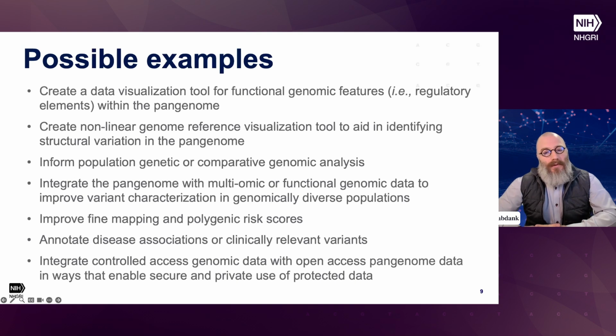Here is a handful of examples of tools that would be considered in scope for this funding opportunity. Those include visualization tools for functional genomic features and structural variation within the context of a pangenome, comparative genomic analysis tools, tools for improvement of fine mapping and polygenic risk scores, and tools for genomic variance annotation.